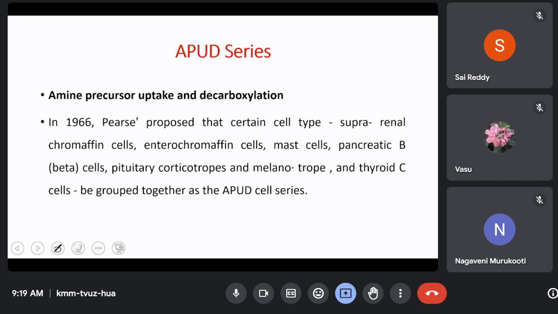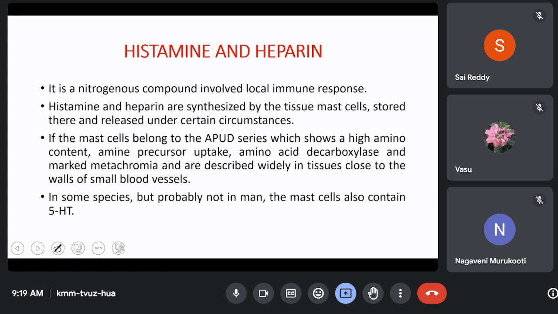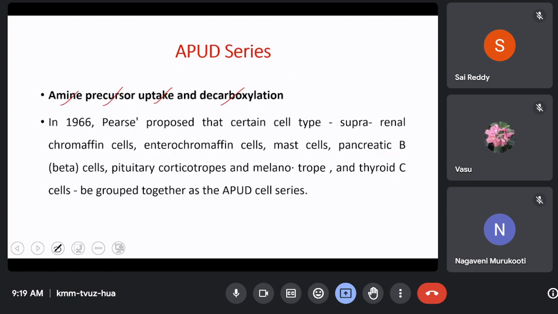Then what is this APUD series? APUD stands for amine precursor uptake and decarboxylation. That is what is happening here. This is responsible for high amine content, followed by amine precursors being taken up, followed by decarboxylation, leading to the production or synthesis of these hormones.